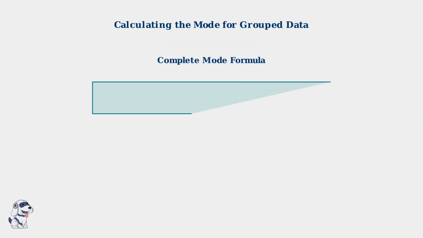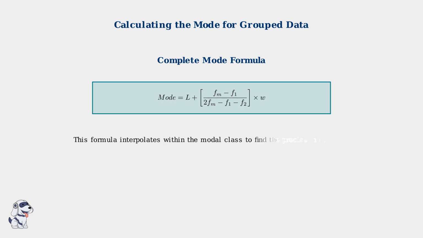This formula works by interpolating within the modal class to find the precise location of the mode. It considers the frequencies of neighboring classes to determine where exactly the mode falls within the modal class interval.